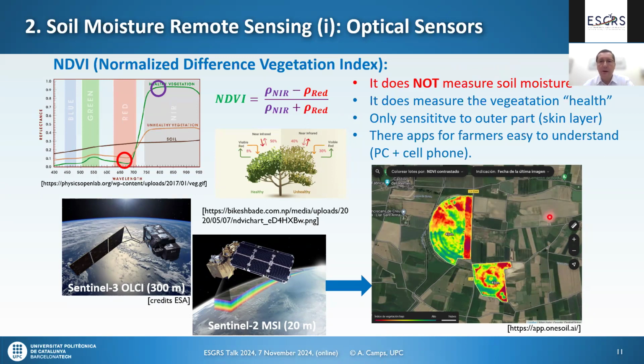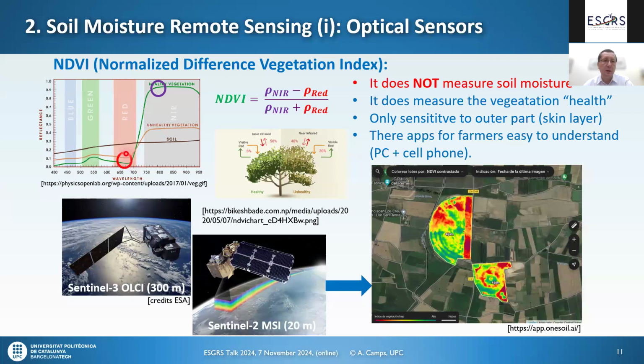And, you know, there are applications that even the farmers can find in their phones, and they see, well, this part is more irrigated, this other is drier, so I need to irrigate more here than in there. But NDVI is not a measure of soil moisture. NDVI is a measure of the vegetation state.